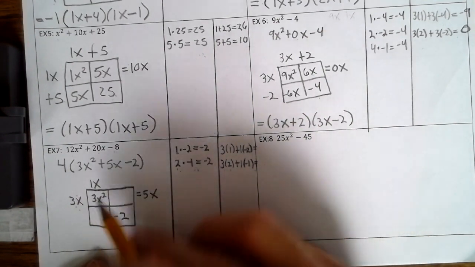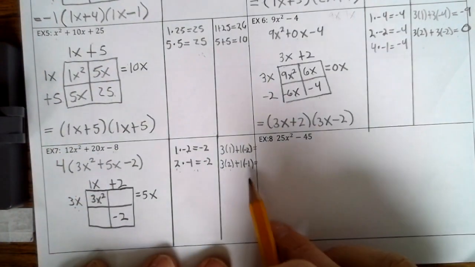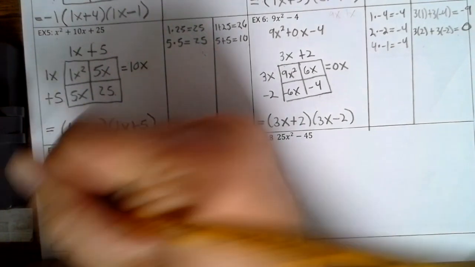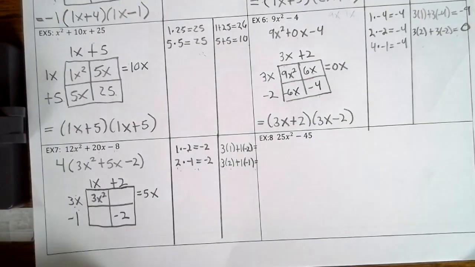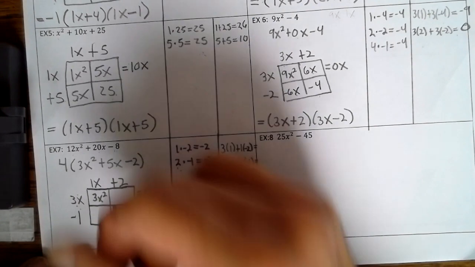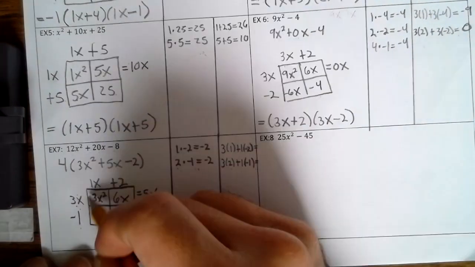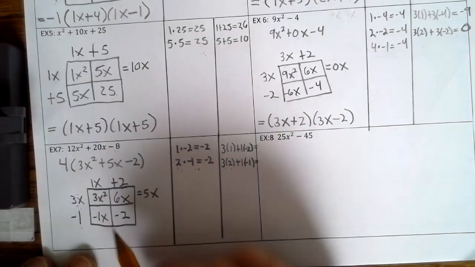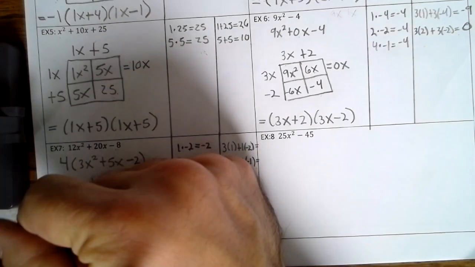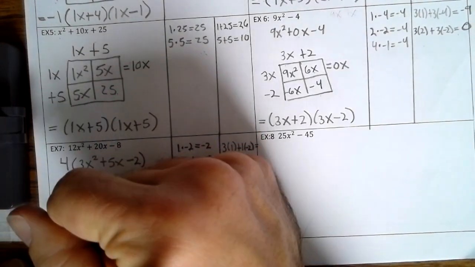Okay, so let's check it works. 3x times 2 is 6x. Negative 1 times 1 is negative 1x. Negative 1x plus 6x is 5x. So the factored form, don't forget about the 4, is 4 times 1x plus 2 times 3x minus 1. All right, last example, example 8.